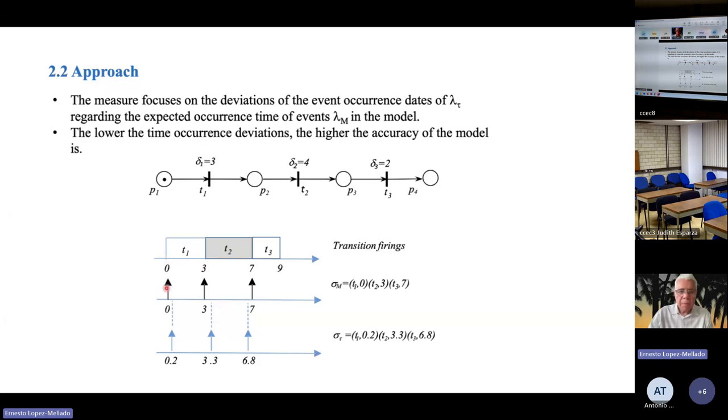In this example, I show a small fragment of a Petri net. We have the firing of the transition by considering the events in the model. This is the expected schedule, and this is the firing instant of the event sequence as input data. So we can see that we have a deviation, a delay in the first transition, another delay of 0.3, and an advance of the firing of 0.2.